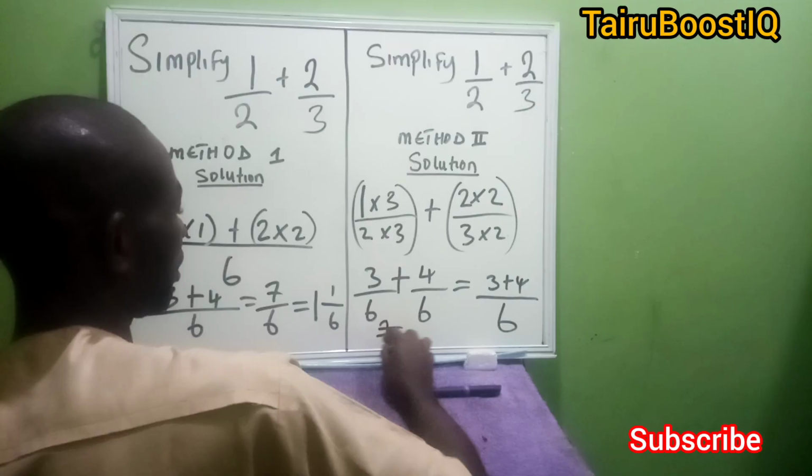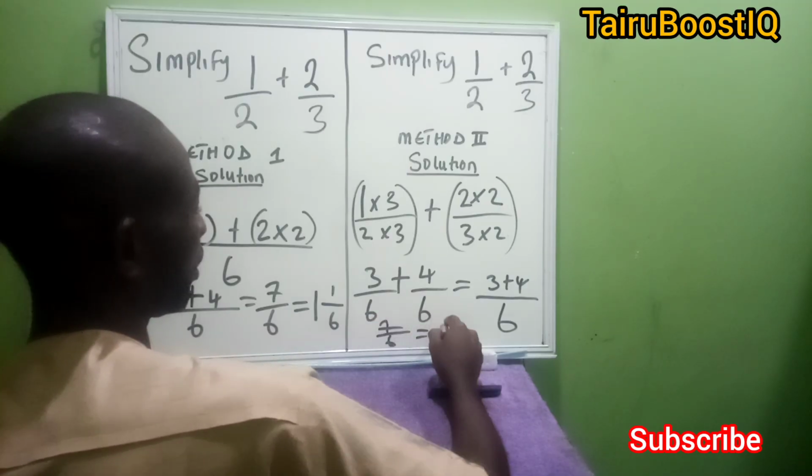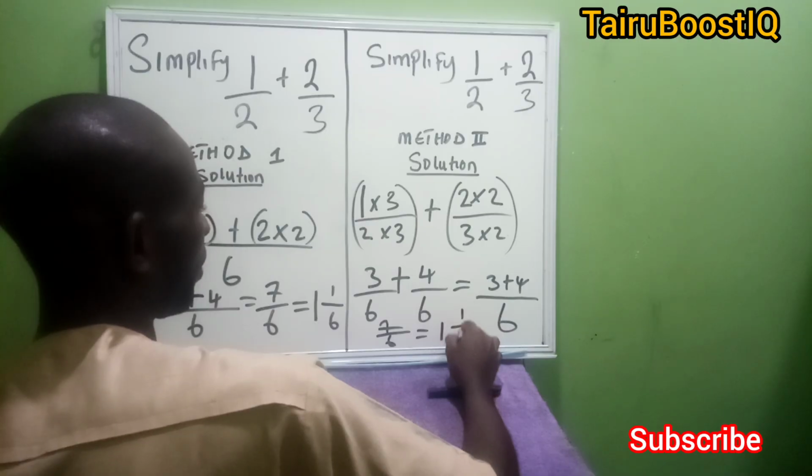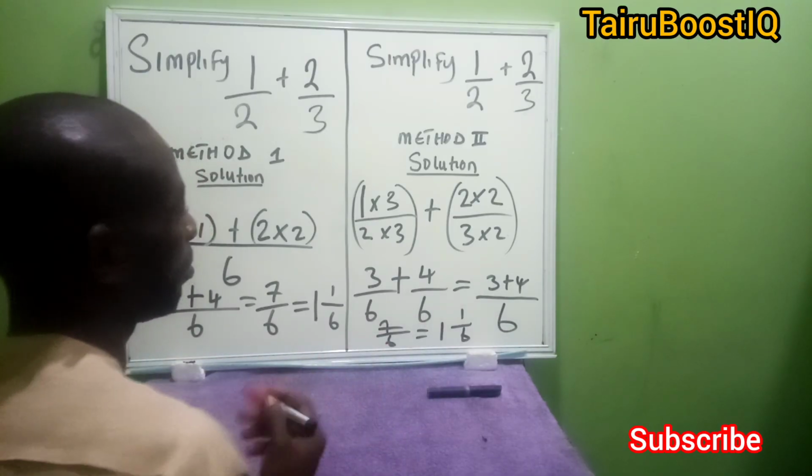Then at the end, our answer will be what? 7 over 6. And it's still the same thing. How many times can 6 go into 7? It's going to be 1 and 1 over 6. So the answer is still the same. Thank you.